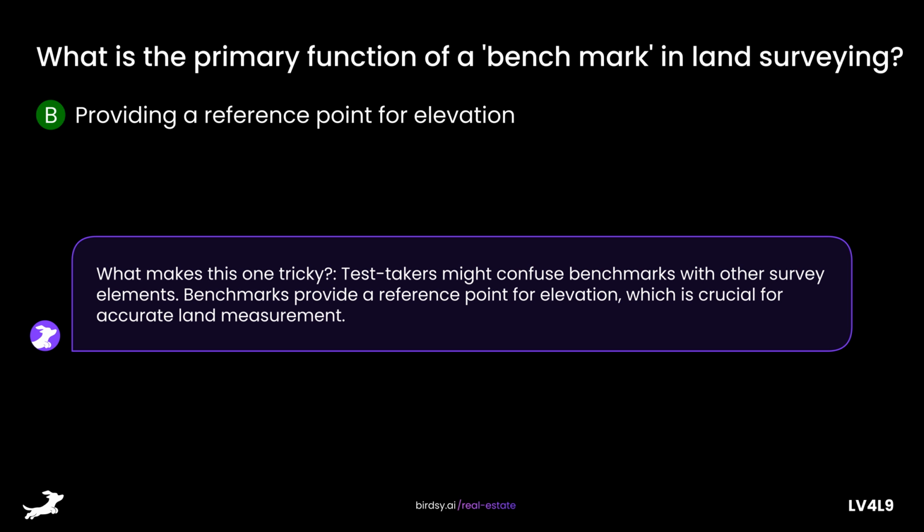What makes this one tricky? Test takers might confuse benchmarks with other survey elements. Benchmarks provide a reference point for elevation, which is crucial for accurate land measurement.